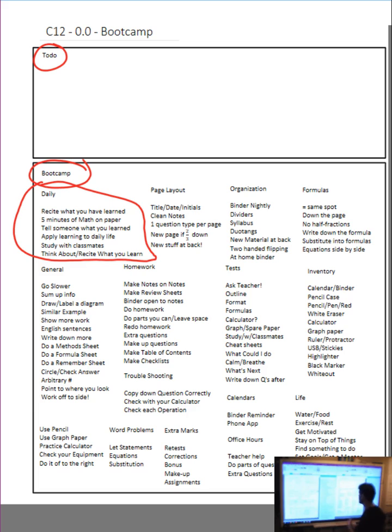So again, think about and recite what you learn, what you did in each of those things. How did it go? I talked to so-and-so about this. They told me about this. I brought this into my daily life. Tell your parents, tell your brother or sister.